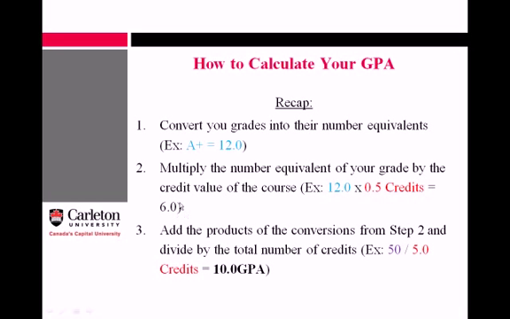In step 3, you add the products of the conversions from step 2, and divide by the total number of credits. So you take all of these conversion values, add them up to get 50 in this example, and you divide that by the total number of credits. So in this case, 5.0 credits. So 50 divided by 5.0 equals a 10.0 GPA.